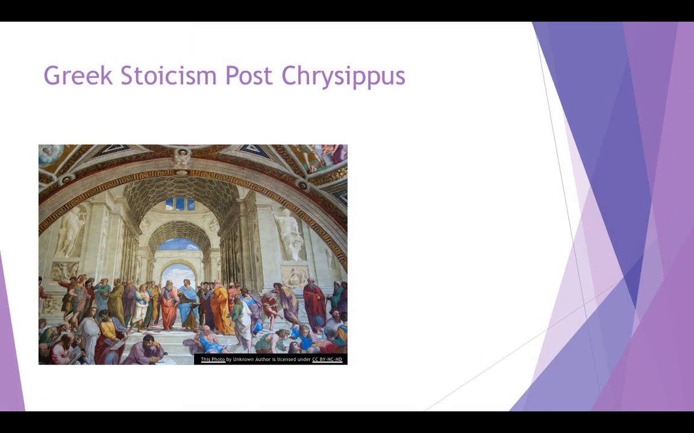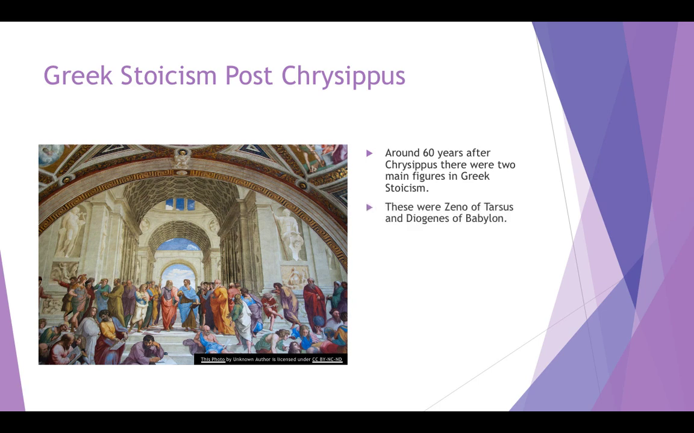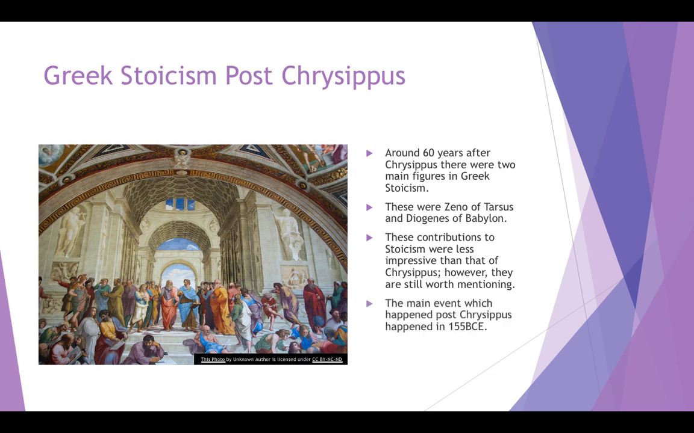So what about the Greek Stoics post-Chrysippus? Chrysippus was really a very influential reformer of Stoicism. What happened after that? Around 60 years after Chrysippus, there were two main figures in Greek Stoicism. We have Zeno of Tarsus, who is not the same Zeno that we talked about earlier, and we also have Diogenes of Babylon. Their contributions to Stoicism were less impressive than that of Chrysippus. However, they were still worth mentioning in a video about Greek Stoicism.